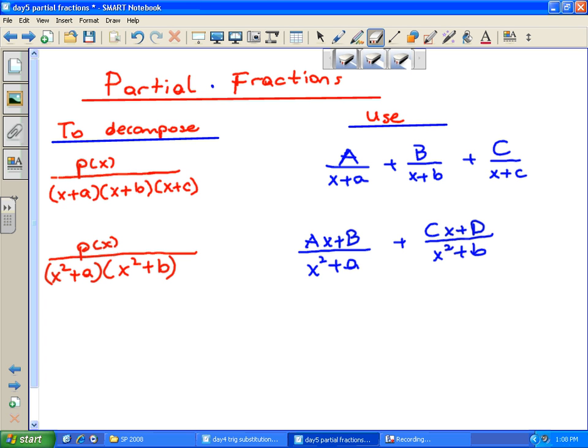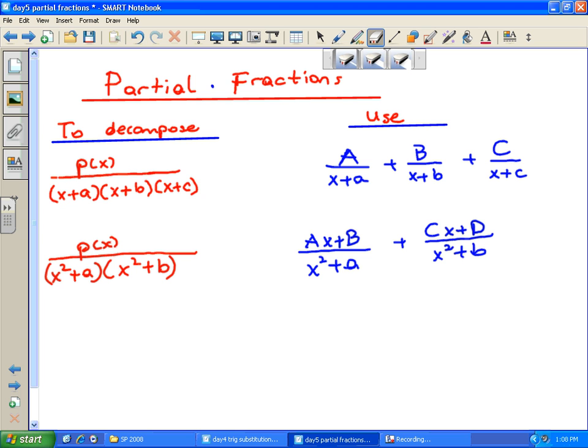If it is not, if the degrees are equal or the top has a higher degree, guess what we have to do first? Long division first, and then you would apply the technique of partial fractions. So this method, as it's given, only applies when the degree of the bottom is higher than the top, or the degree of the top, in other words, is smaller than the bottom.